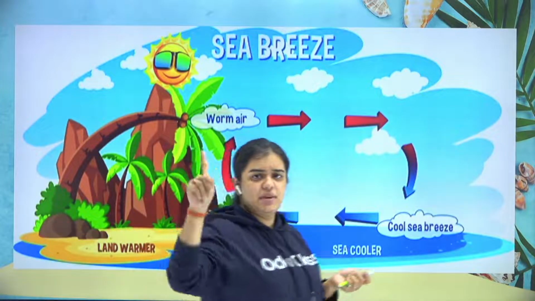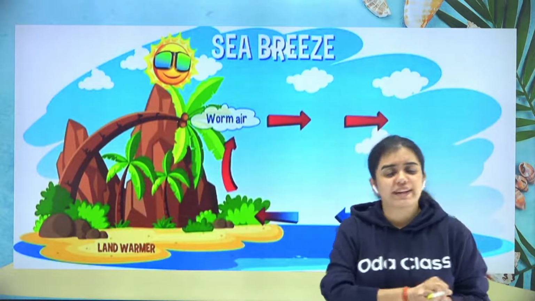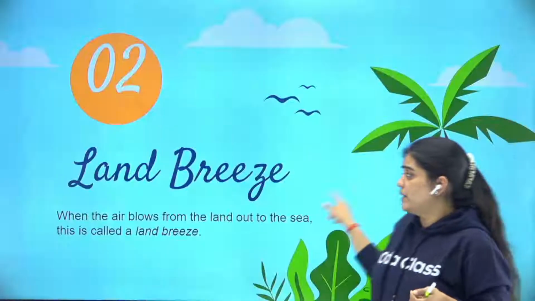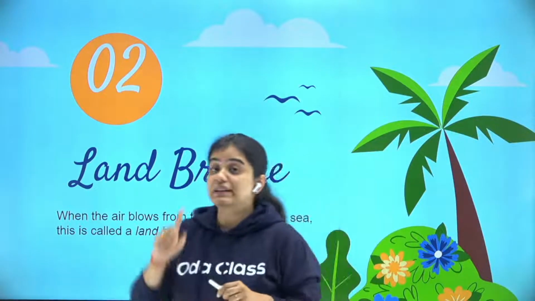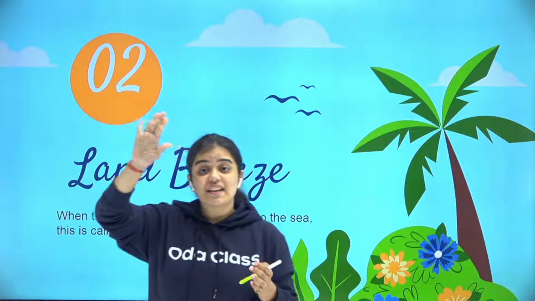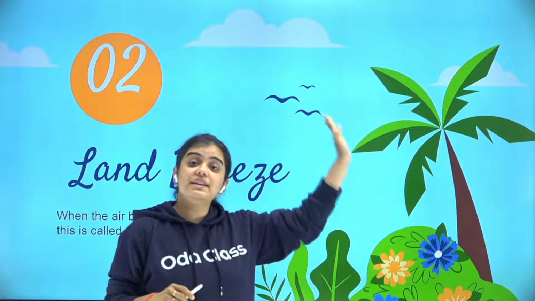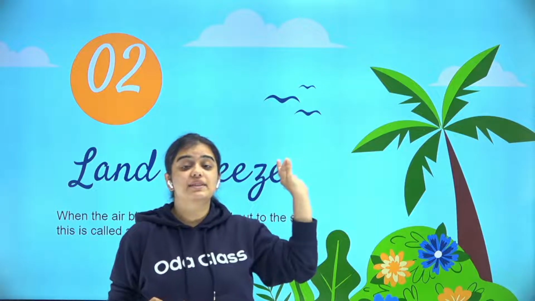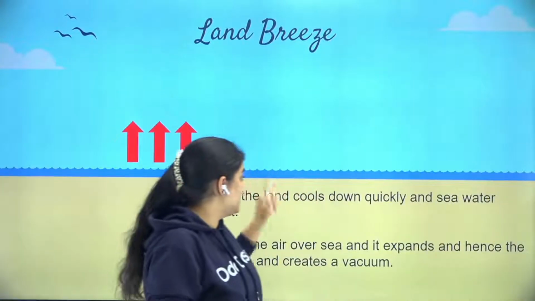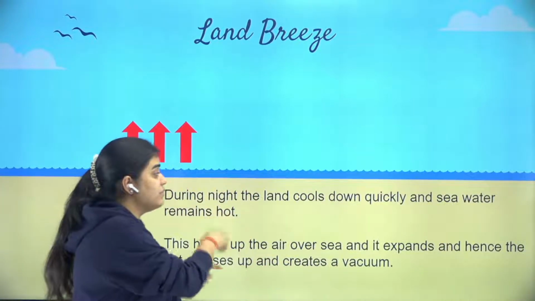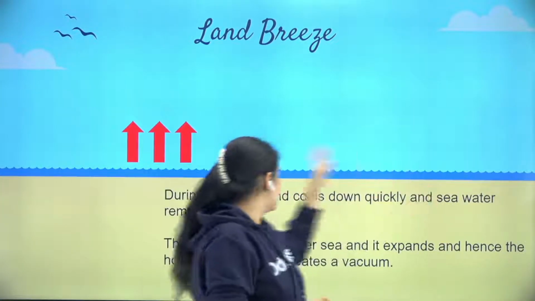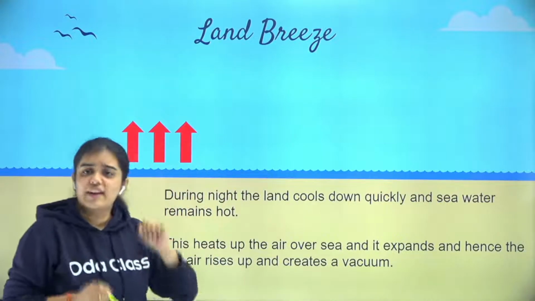Now, ma'am, sea breeze is done. Now, what is land breeze? I'll quickly tell you. Learn this very nicely: sea breeze happens in the daytime and your land breeze happens in the night time, only in the night time. Why night time? During the night time the land cools down quickly and sea water remains hot. Now why is it so?